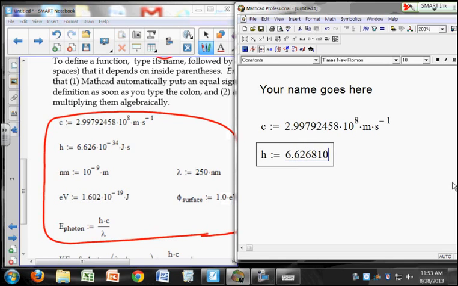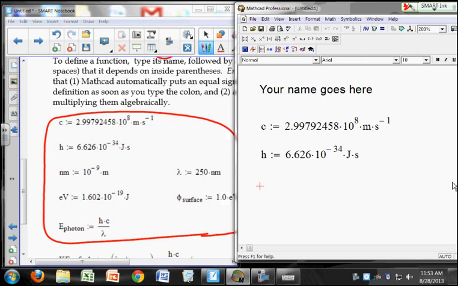6.626 times 10, oops, times would be shift 8, 10, and then the exponent would be caret, shift 6, -34. To get out of the exponent, space bar, one more time, space bar, times the unit, joules, times second.